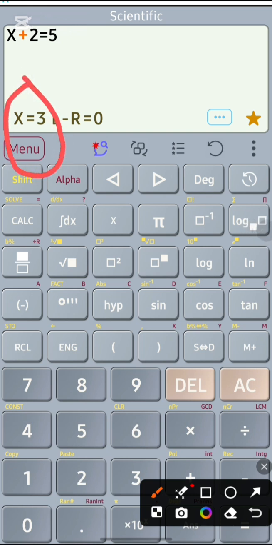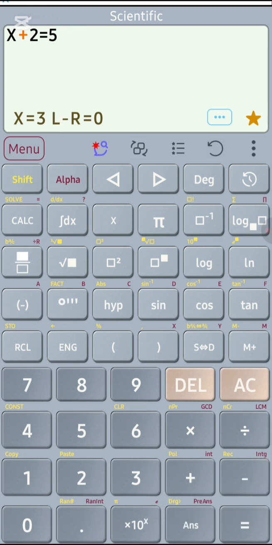Don't bother about L minus R is equal to 0. Those are different things, complex stuff. The only thing we need is the answer, which is x is equal to 3. And that is very simple. Some people will say, oh, this is a very simple task. Okay, so let's try a more complex task.